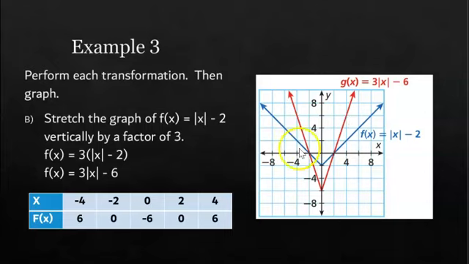Just as a side note, if there had been a fraction happening here, you'd want to pick ones that are divisible by whatever the denominator of your fraction is, because it'll be easier to graph. That's just a graphing trick that will always be helpful.